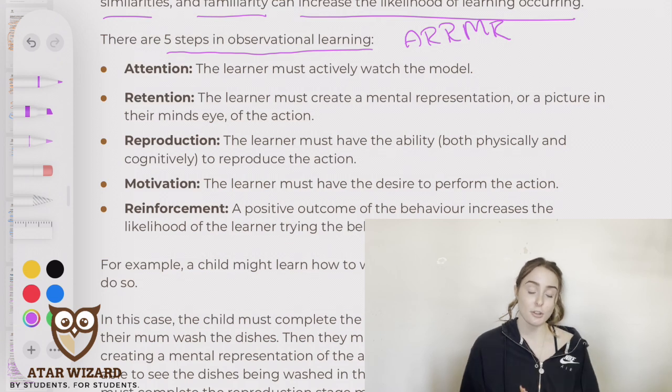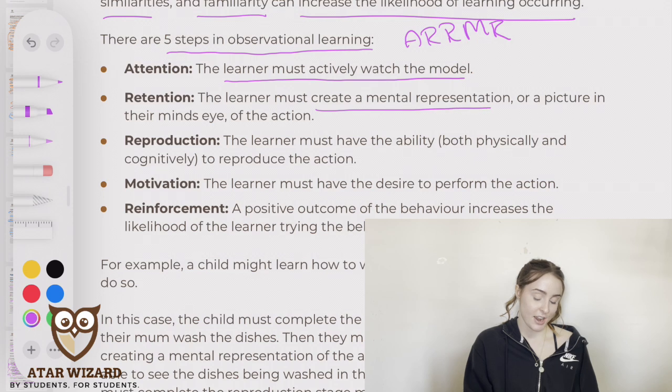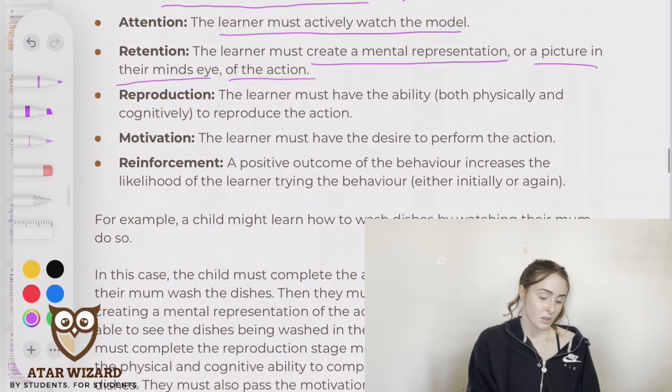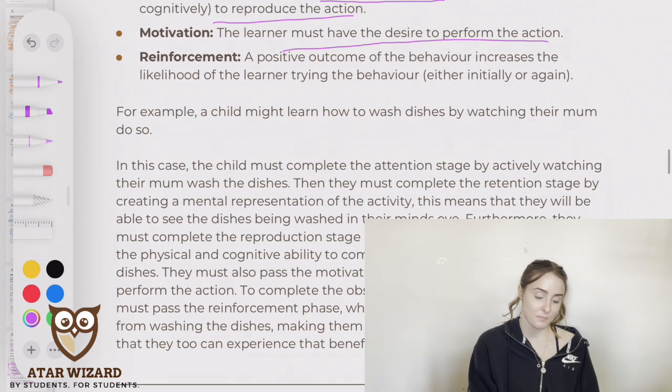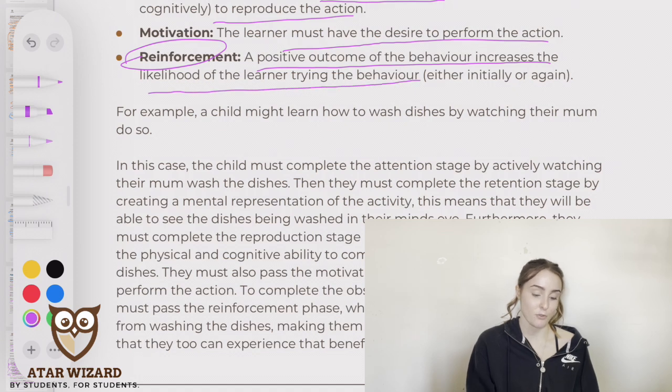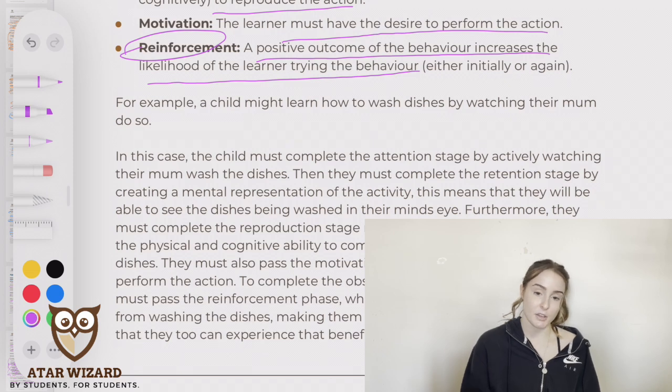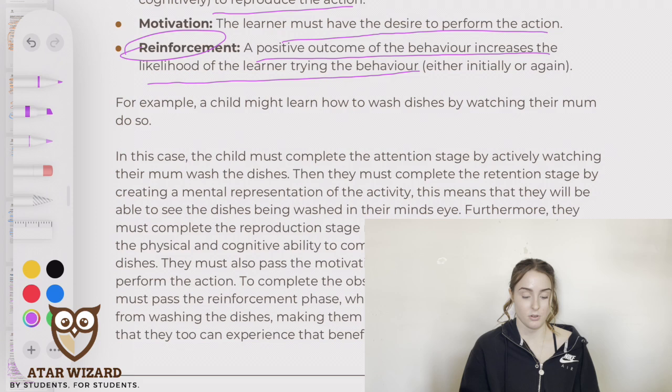So going through the stages, attention is when the learner must actively watch the model. Then retention occurs, where the learner must create a mental representation or a picture in their mind's eye of the action. Reproduction then occurs, where the learner must have the ability, both physically and cognitively, to reproduce the action. Motivation is the learner must have the desire to perform the action. And then lastly, reinforcement occurs, where a positive outcome of the behavior increases the likelihood of the learner trying to perform the behavior, either the first time they perform it or performing it again after a while.